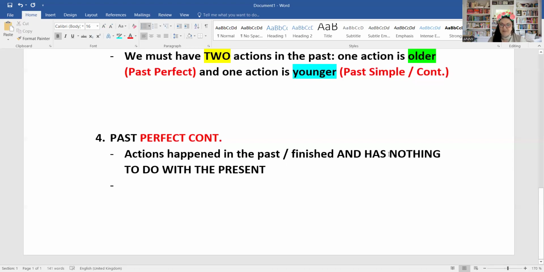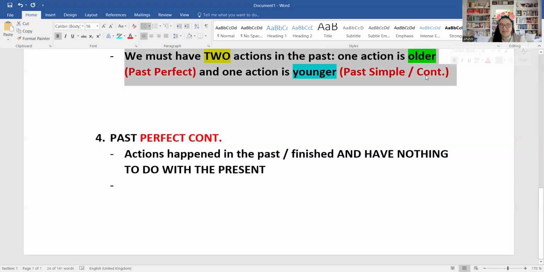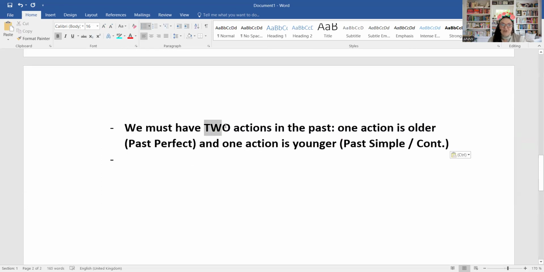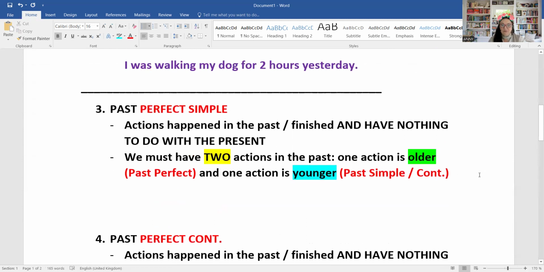The same thing is with past perfect continuous. Actions happened in the past, finished in the past, and have nothing to do with the present. And the same thing, we must have 2 actions in the past. 1 action is older, which means it happened first, and that action is always past perfect. And 1 action is younger, which means it happened second, and that action can be past simple or past continuous. Now, what is the difference?